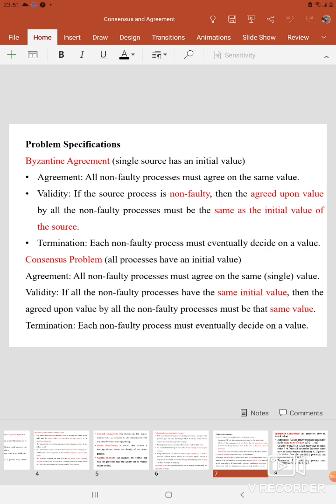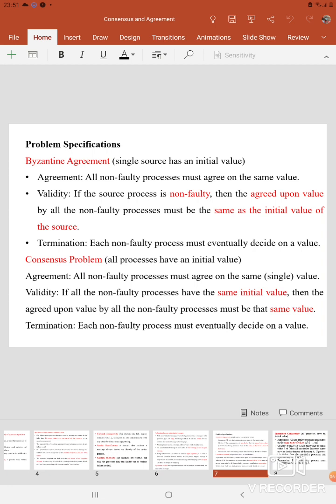Only the single source has an initial value. We have n number of processes, but only one process has an initial value. So what are the definitions we have made in Byzantine agreement? The first one is agreement: since we have only one initial value, all the non-faulty processes must agree with that initial value. It should be the same.